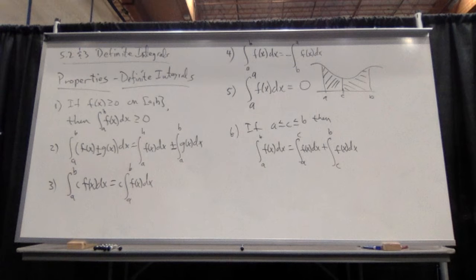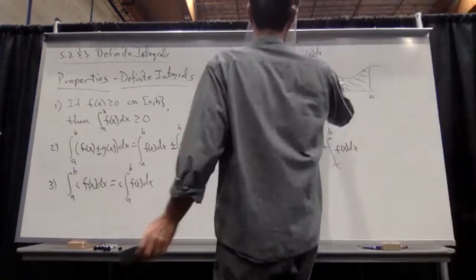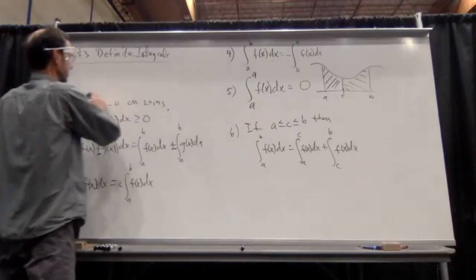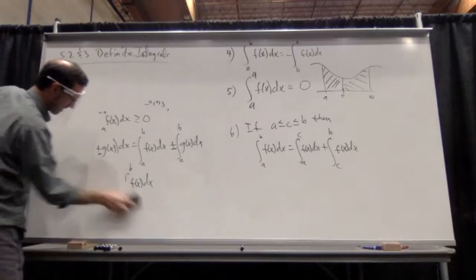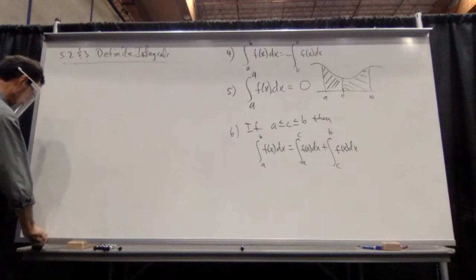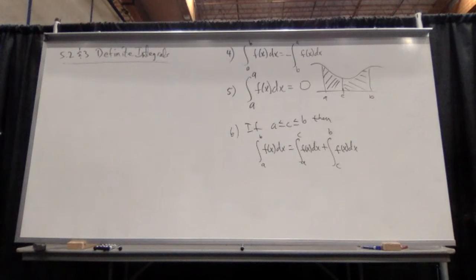It actually doesn't even matter if c is between a and b. It still is true. Okay, we may have to use rule 4. You know, the values could get mixed up, but it's still true. It's just easier to draw a picture if we require that. Any questions? All right.